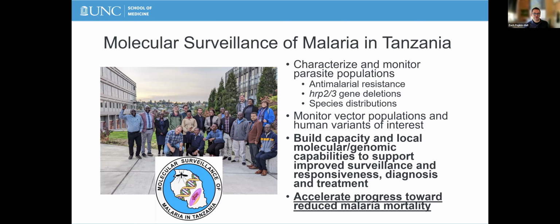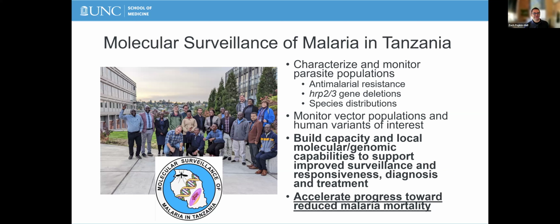that are related to malaria resistance and clearance. And in addition to that, we have these larger goals, which are to build capacity and local molecular and genomic capabilities within mainland Tanzania to support improved surveillance and responsiveness, diagnosis, and treatment. So in addition to the scientific goals, this project is really focused on building a state-of-the-art and self-sustaining lab in Dar es Salaam to be able to do this work eventually without me and others like me having to contribute to it. Although, of course, I'll be happy to if they ask me to.